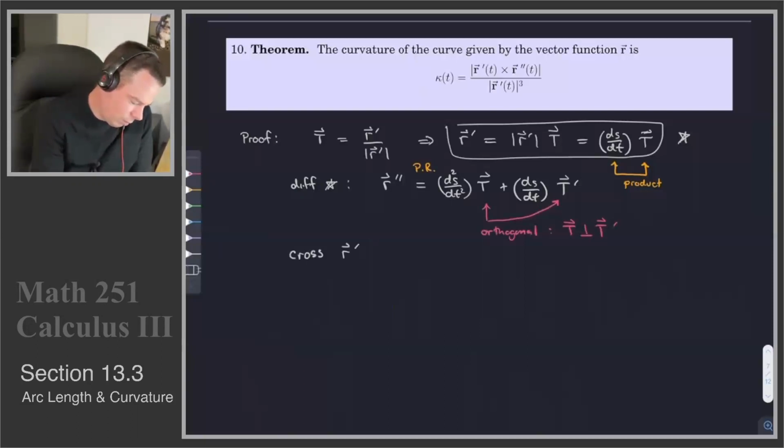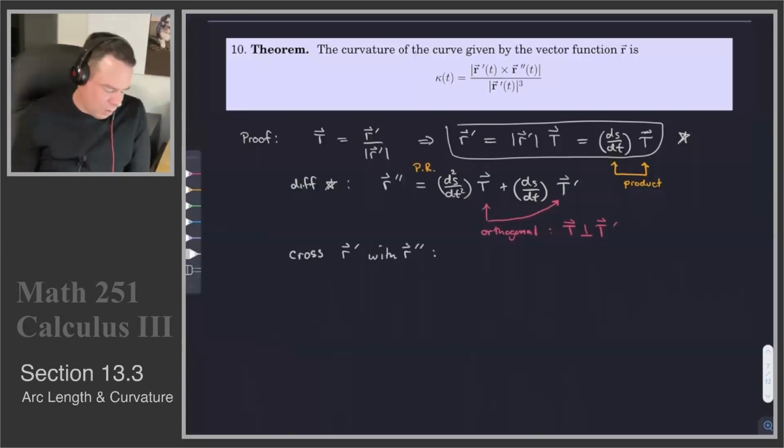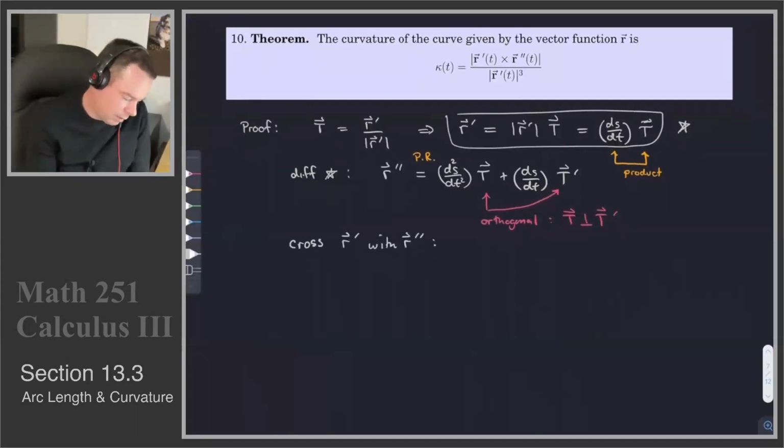well, I'll just say it this way. We'll cross r prime with r double prime. Because r double prime is made up of two directions, T and T prime. r prime is in one of those directions, T. So if I cross them, I'll get some cancellation.